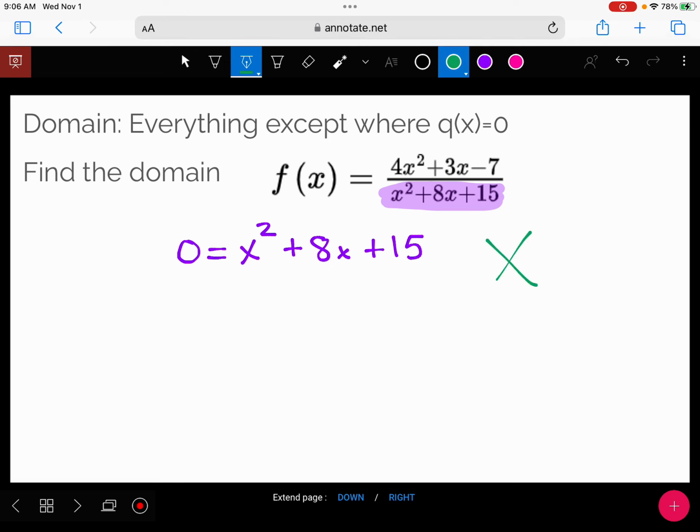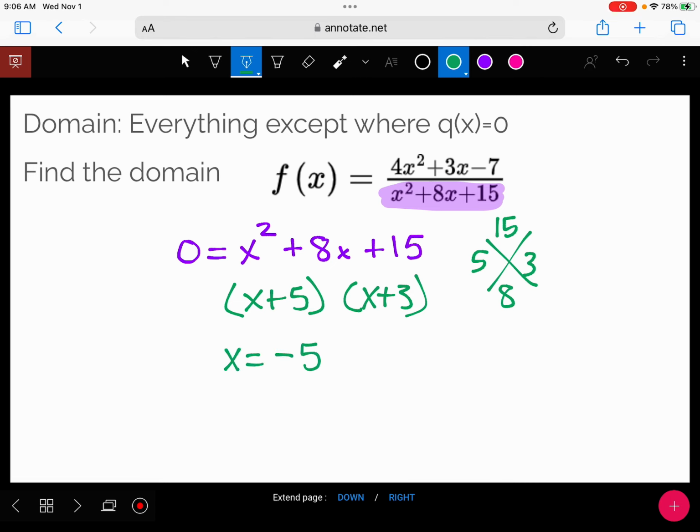Yeah, so we're going to factor it. Use our frame. 15 and 8, 5 and 3. Because we can write this in our factored form of x plus 5, x plus 3, right? So x equals -5 and x equals -3, right? Vaguely familiar? So if our domain is everything except those two values, how can I write that?